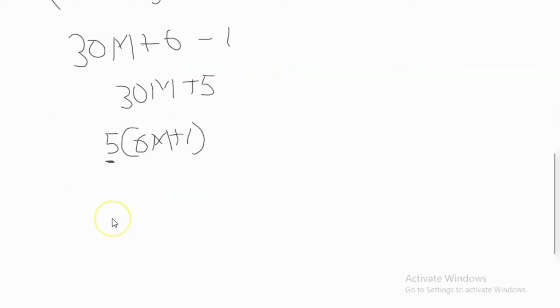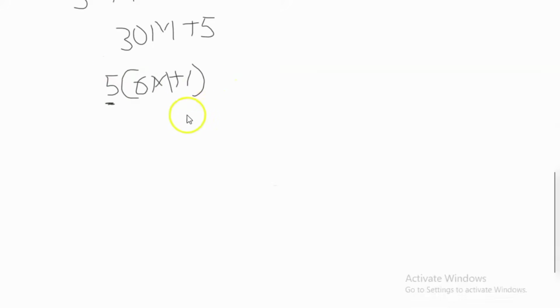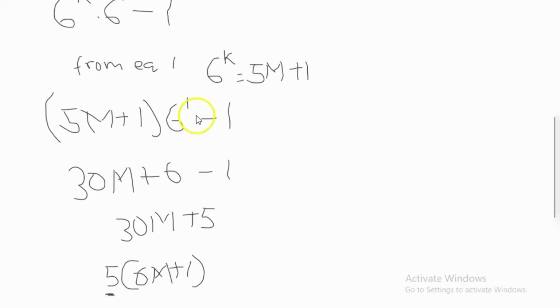So you can write it is true, or we have successfully proven that 6 to the power of n minus 1 is divisible by 5, and this is your answer. So this is how you will solve a question like this. But this question is relatively simple, so let's go over to the next one where we'll solve something a bit more complex.